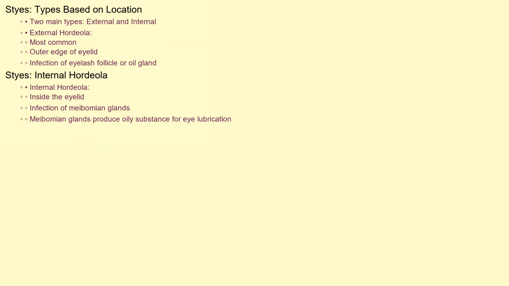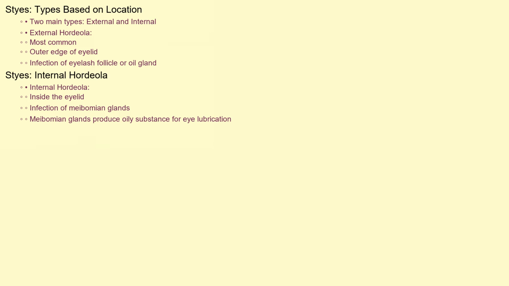Diagnosing a stye is typically straightforward and can be done through a simple visual examination by a doctor or eye care professional. Based on the appearance and symptoms, a diagnosis can usually be made without any special tests. Your doctor may ask about your medical history and hygiene habits to rule out any underlying conditions that could be contributing to the stye.